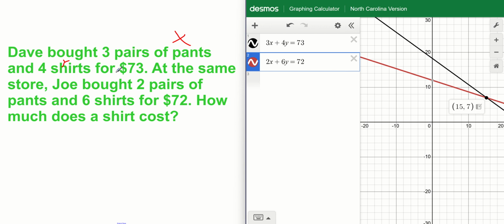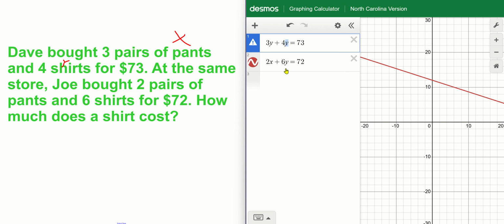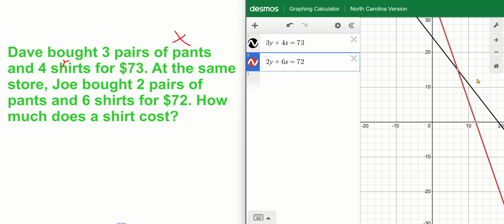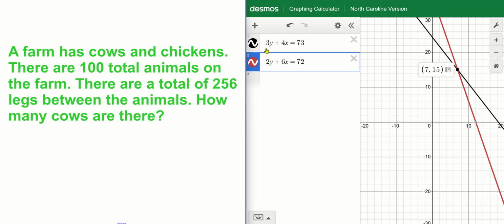Okay? If I had done the opposite, made the pants Y and the shirts X, as long as I do it for both equations, I still get the same numbers. It's just that the ordered pair is going to be flipped around. So you just have to be careful and make sure you're consistent with what you're doing. If the pants are X, the pants have to be X in the second equation also. And then make sure you're paying attention to which letter you used. Okay? Any questions on that one? All right, try a little different one.